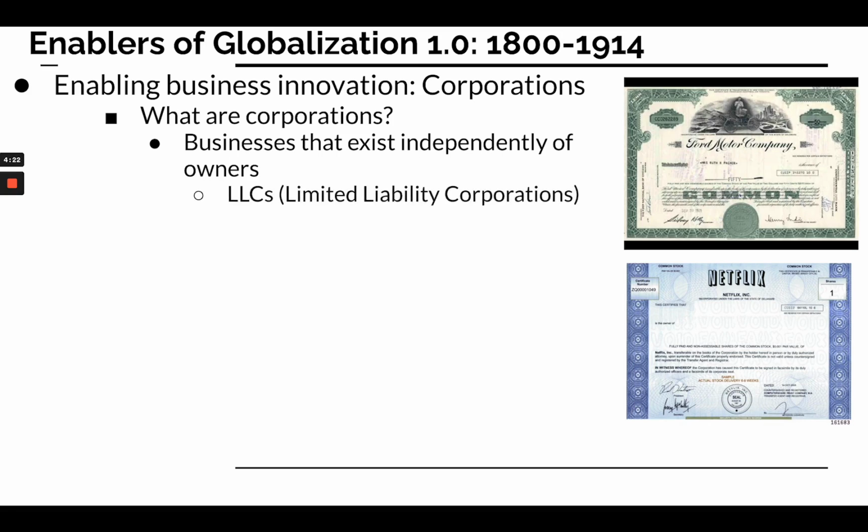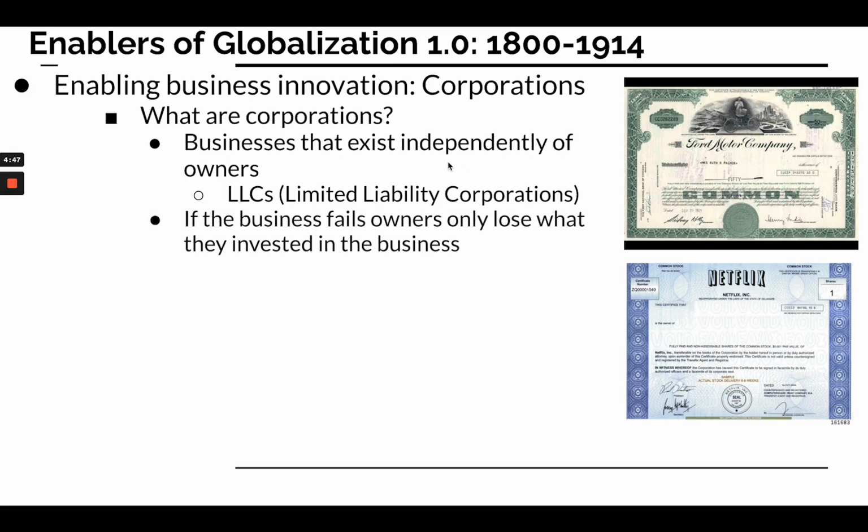You've seen these around, and you might have thought that a corporation was something that had to be big, like shown here, a Ford Motor Company, or a Netflix, or an Amazon, or a Google, but they don't, right? If you've seen any business around town that has LLC as part of its name, that means that it is a limited liability corporation, and that is what sets up the independent existence of the business as a separate thing from the owners.